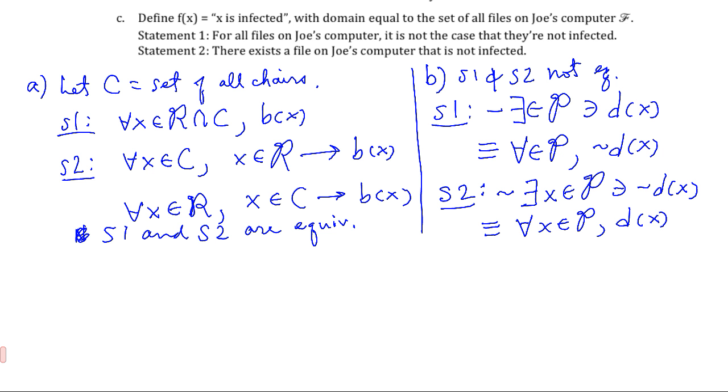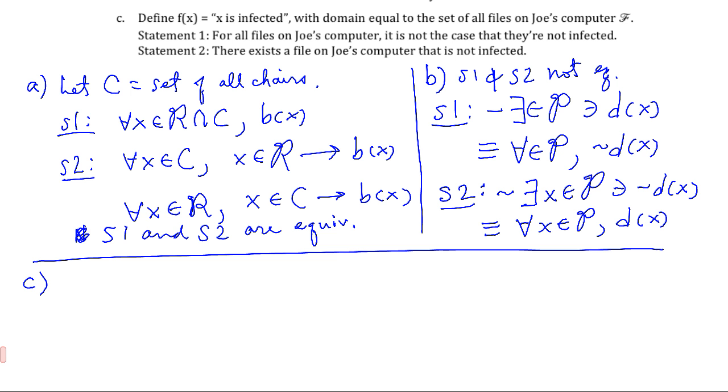So part C, it says that the predicate f of x is that x is infected, and the domain is all the files on Joe's computer, the set F. Statement 1, let's read them. For all files on Joe's computer, it's not the case that they're not infected. That means all files on Joe's computer are infected, right? Statement 2 says there exists a file which is not infected. So these two are not equivalent.